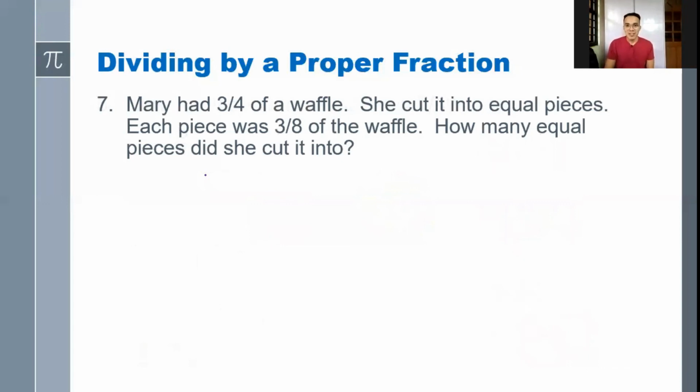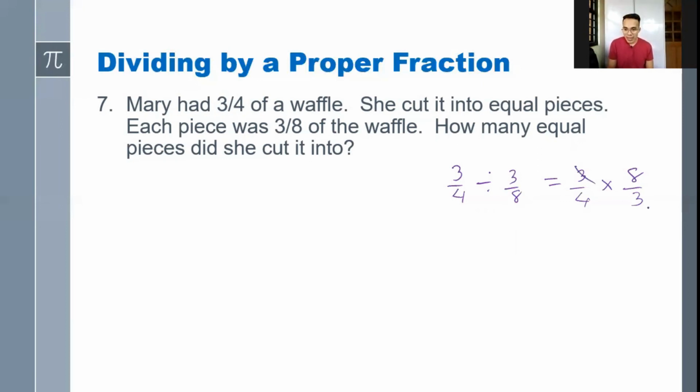Number 7, this is our second to the last example in this video. Mary had 3/4 of a waffle. She cut it into equal pieces. Each piece was 3/8 of the waffle. How many equal pieces did she cut it into? I know that you already have an idea on how to do this. You're just going to divide 3/4 by 3/8, or how many 3/8 are there in 3/4. And this is the same as 3/4 times 8 over 3, because dividing by 3/8 is the same as multiplying by 8 over 3. You change the division sign to multiplication, and you switch the numerator and the denominator in the divisor.